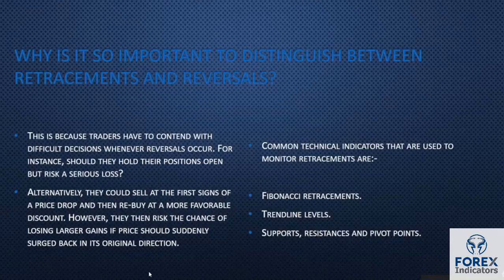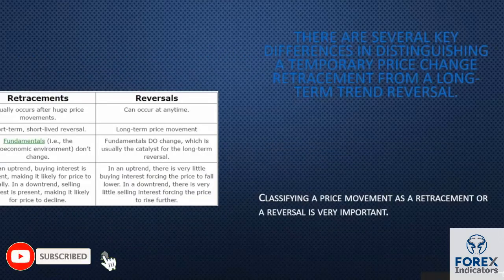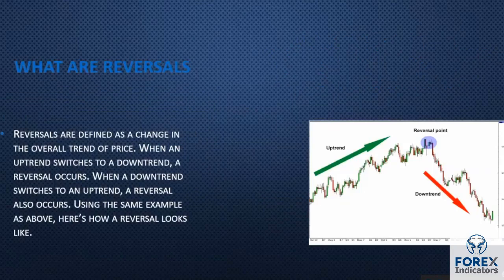direction. So common technical indicators that are used to monitor retracements are Fibonacci retracements, trend lines, and support and resistance lines. There are several key differences in distinguishing a temporary price retracement from a long-term trend reversal. Reversals are defined as a change in the overall trend of the price. When an uptrend switches to a downtrend, a reversal occurs. When a downtrend switches to an uptrend, a reversal occurs.